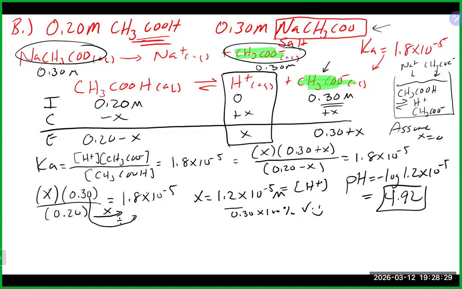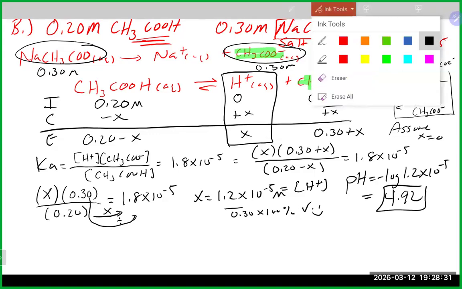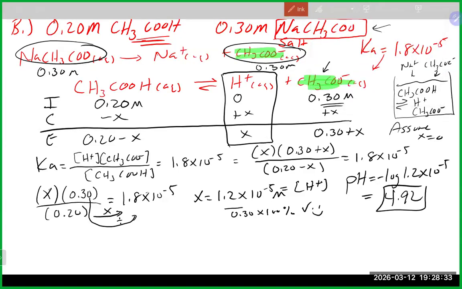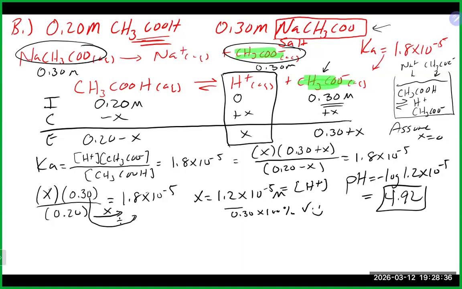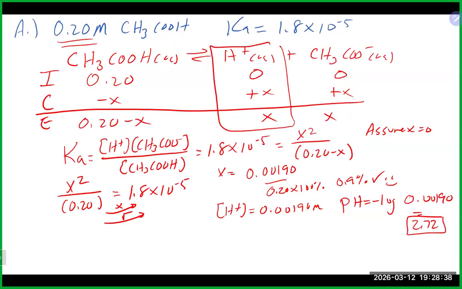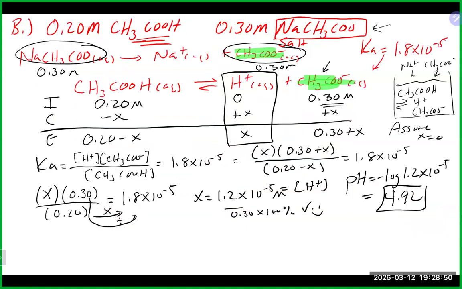Now, what did we see here? Well, when we look at the acetic acid without the common ion, we had an H plus concentration of 0.0019 and a pH of 2.72. With the presence of the common ion, we see that the H plus concentration went down to 1.2 times 10 to the minus 5.